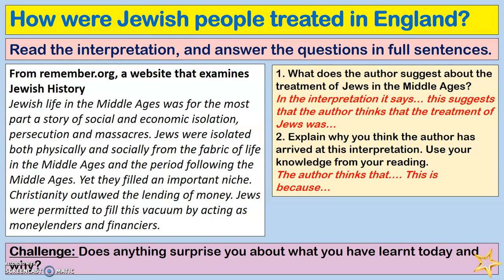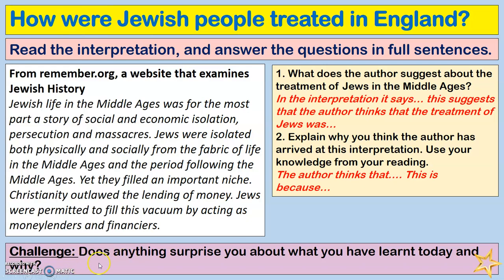So this could be historians, it could be a TV show, it could be a documentary, it could be a film, it could be a picture. In this case, it's a person writing on a website. That website is remember.org. It exists, you could go there and have a look, and it is a website that examines Jewish history, and it's largely written by Jewish historians. So your job is going to be to read through the interpretation and then answer these questions.